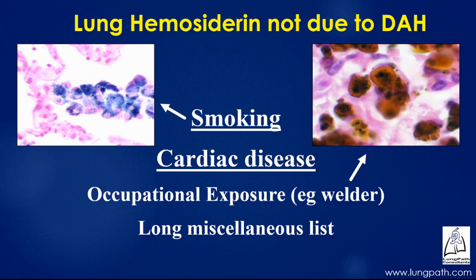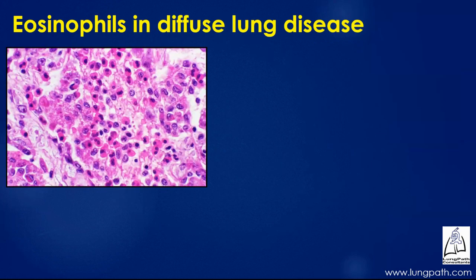Well, the most common cause is probably smoking these days, with fine granular hemosiderin positivity. The other common cause would be cardiac disease, patients that have unrelated congestive heart failure, for example, and secondary hemosiderin-laden macrophages. Then there's a long list of less common things, such as occupational exposure and other things that can cause hemosiderin. Main point: smoking and cardiac disease are your number one and number two things. Further down the list, you'll come to diffuse alveolar hemorrhage.